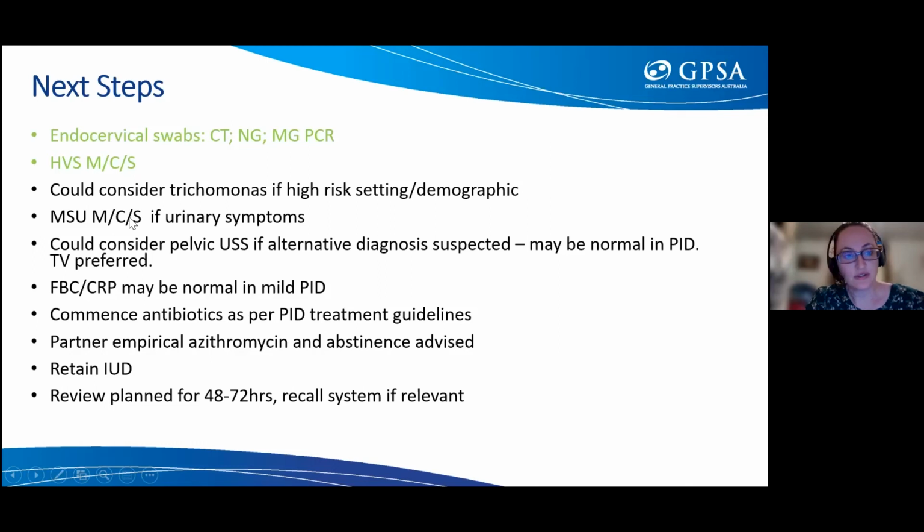MSU, if she's got some urinary symptoms, you could consider a pelvic ultrasound if you were suspecting alternative diagnosis, but remembering that ultrasound may be normal in PID. And bloods, a lot of people want to do full blood counts and CRP when there's a PID presentation, but often they will be normal in mild PID. It would be appropriate to commence empirical antibiotics as per current guidelines, and I'll show you what those are in a minute. And also offering her partner, if there is a current ongoing partner, some empirical azithromycin treatment and advising abstinence until treatment was completed.